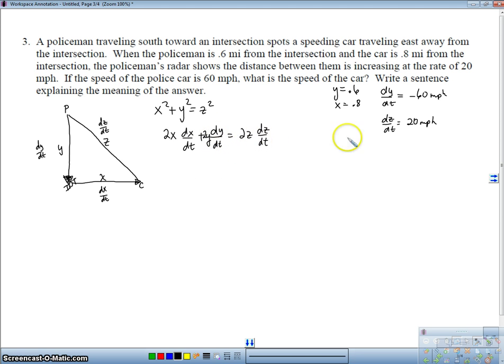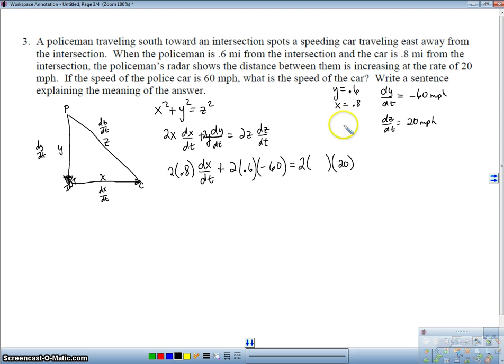Okay, now that I've done it, I can plug stuff in. So I know x is 0.8. Do I know dx/dt? I do not know dx/dt. I believe that's what we're looking for. All right, do I know y? I do know y because I said so. It's 0.6. Bad joke. These are the jokes, people. I'm going to put in my negative 60 here for dy/dt. I do not know z, so I'm going to look for that in just a second. Z, where are you?